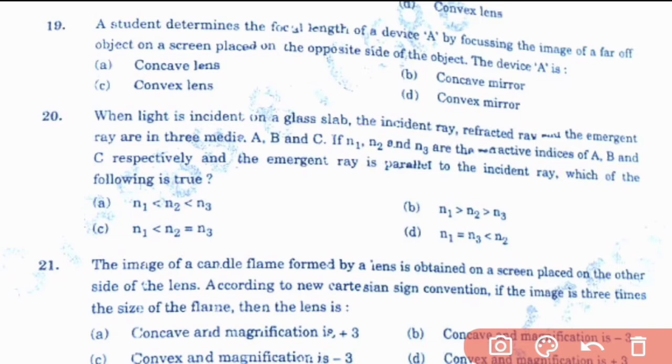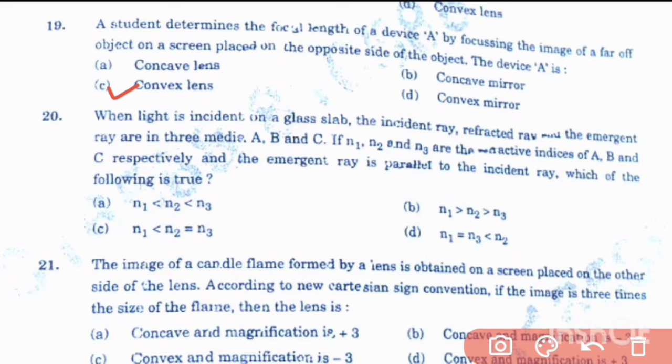So the correct answer is convex lens. Next question, question number 20. When light is incident on a glass slab, the incident ray, refracted ray and the emergent ray all are lying in three media A, B and C. If N1, N2 and N3 are the refractive indexes of A, B and C, then the emergent ray is parallel to the incident ray. Which of the following is true?